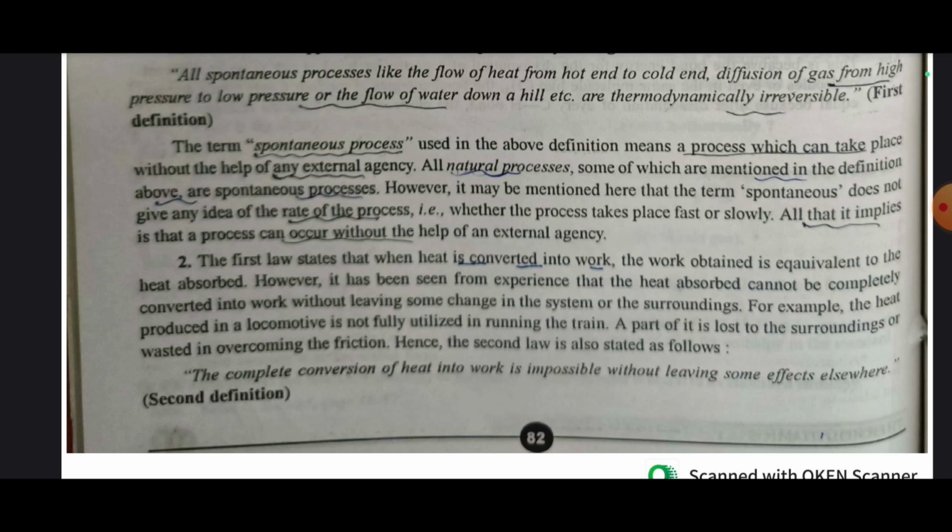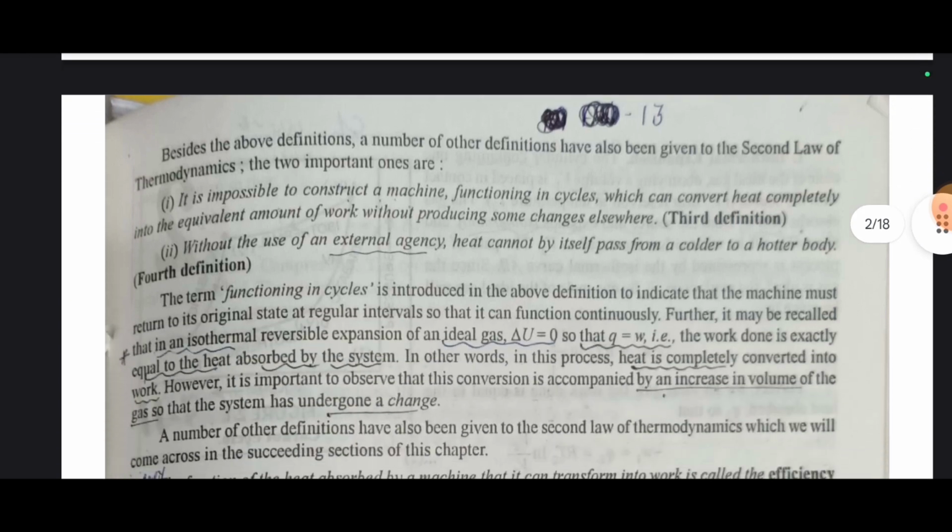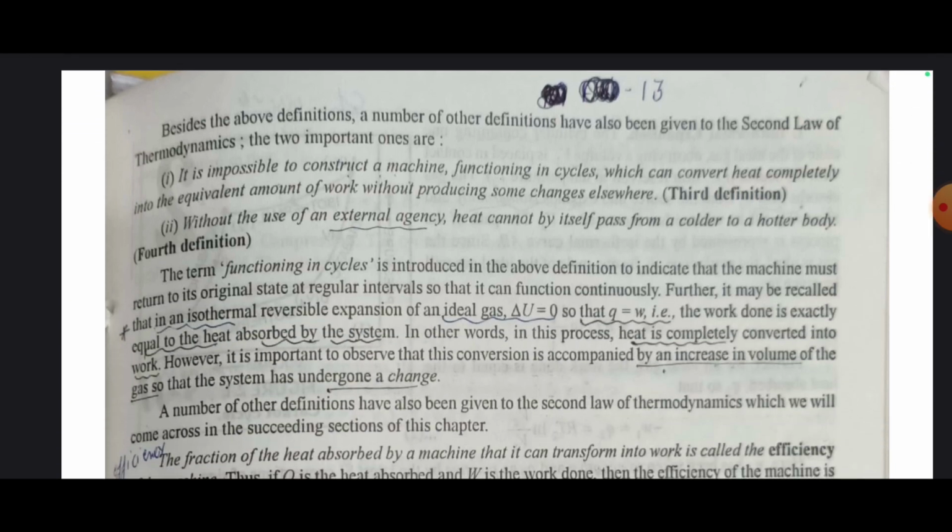For example, the heat produced in a locomotive is not fully utilized in running the train. A part of it is lost to the surroundings or wasted in overcoming the friction. Hence, the second law is also stated as follows: the complete conversion of heat into work is impossible without leaving some effect elsewhere.